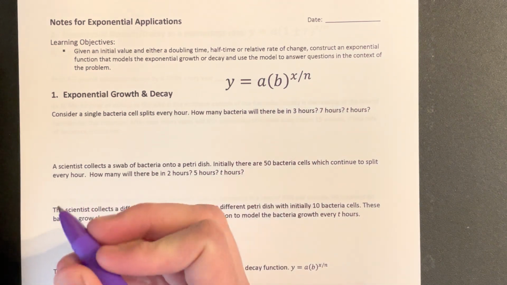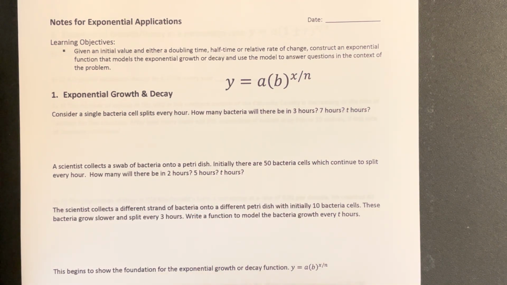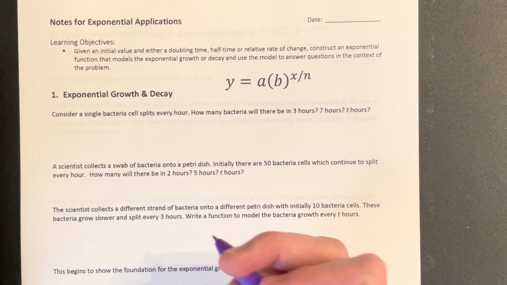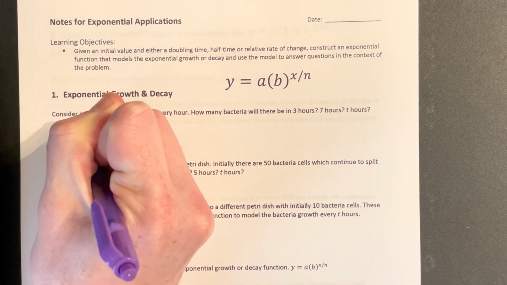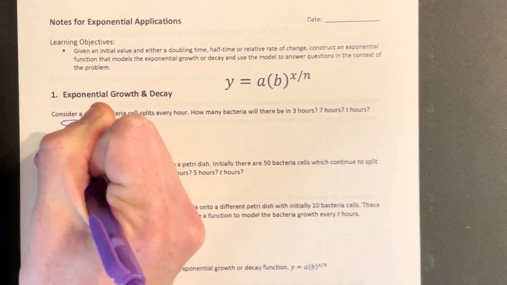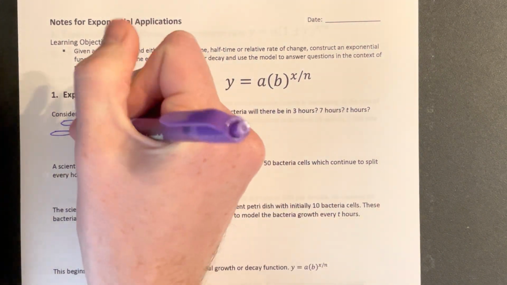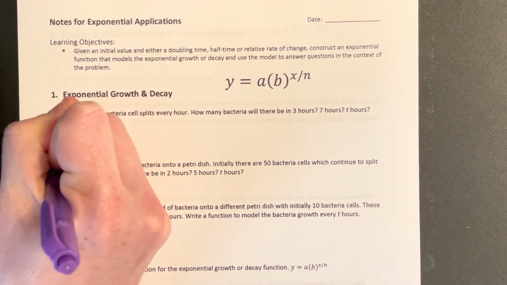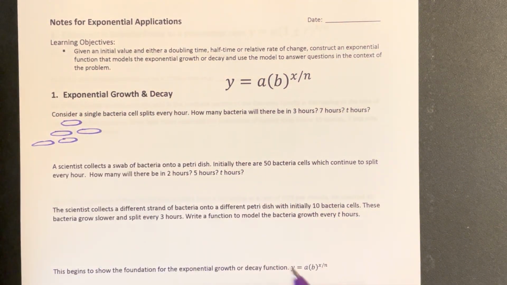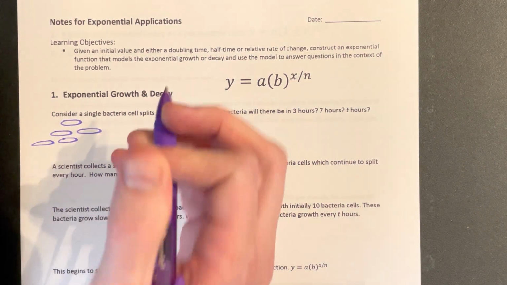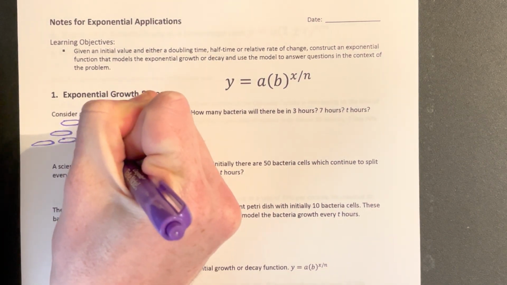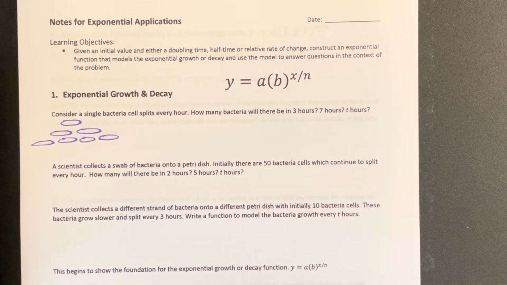So let's start with this scenario where we have a single bacteria cell that splits every hour. How many bacteria will there be in 3 hours, 7 hours, or T hours? So think about what we have. You have a single bacteria cell and it splits after 1 hour, making 2. And then after another hour, that one splits into 2, and this one splits into 2 more, so there'd be 4.